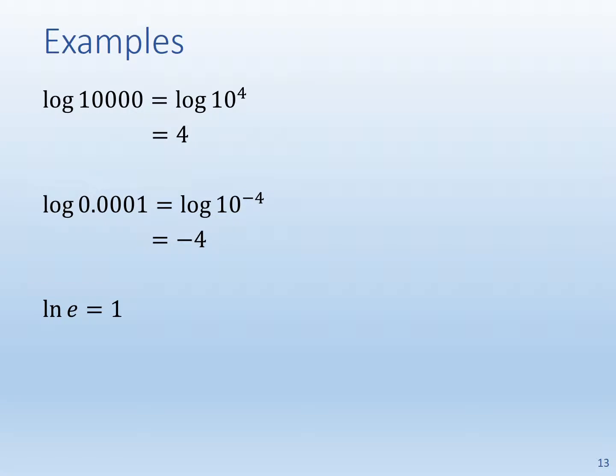Let's have a look at a natural log now. Log base e of e, or natural log of e, is just the power once again, that's e to the power of 1, so the log there is 1. And log of 1, well, 1 is e to the power of 0, and so our log there is 0.